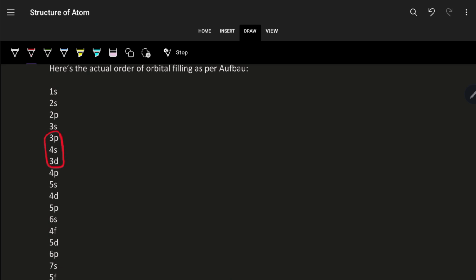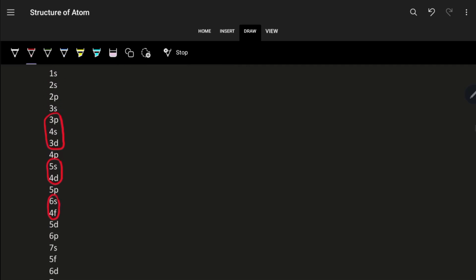So 4 has entered. So 4s, 4p, 4d should be there. But after 4p, there is 5s occupied first and then 4d. There is 6s occupied first and then 4f. So we can see this is going on in this manner.